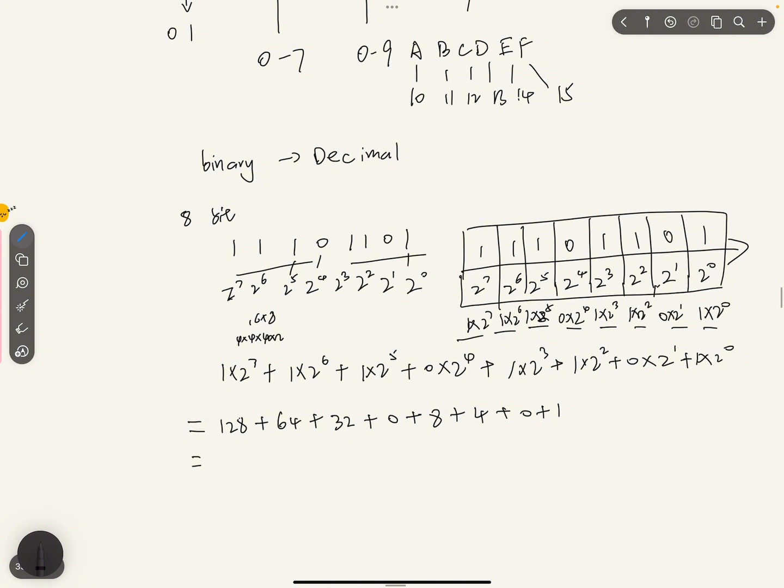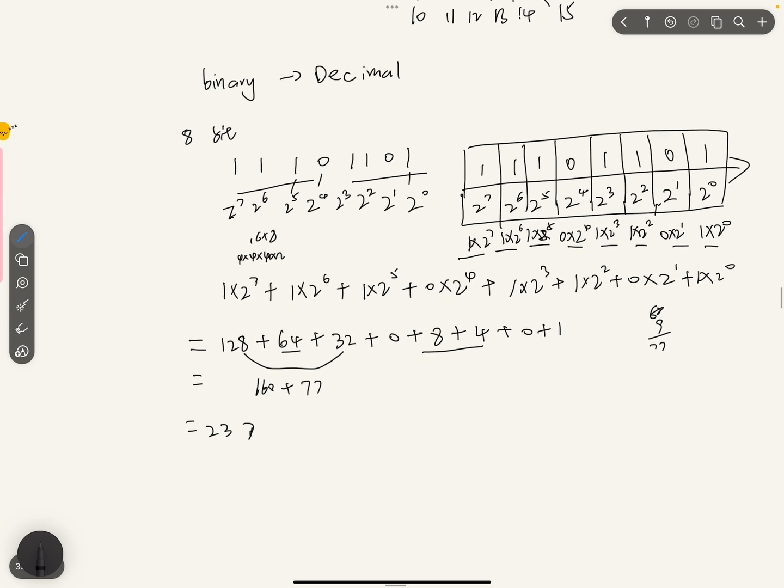Now what total does this give us? We just need to get the total from here. That will be 160 plus 68 plus 9. 68 plus 9 is 77. So the total would be 237. Now we can try to use a calculator if we want.